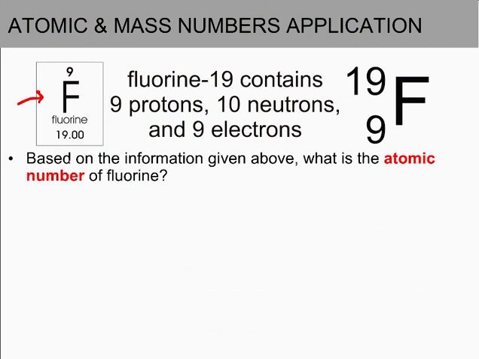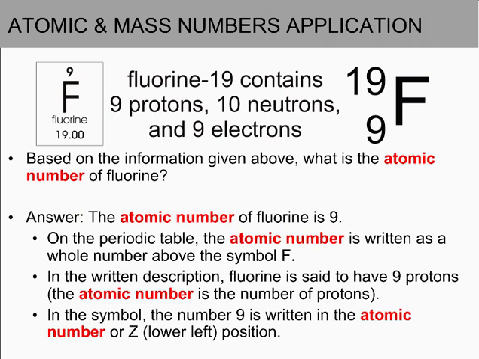And based on the information given above, what is the atomic number of fluorine? So you should have answered 9. So again, the atomic number is on the bottom left next to the element symbol. And because the atomic number of fluorine is 9, that means that fluorine has 9 protons.